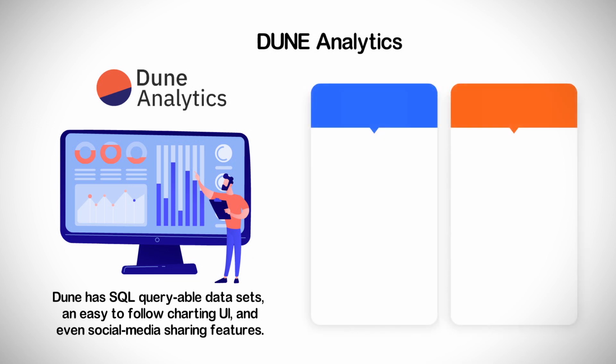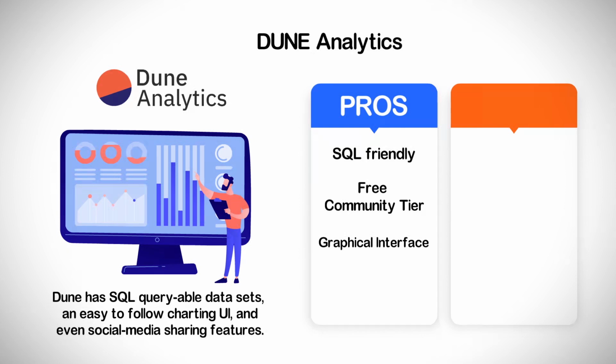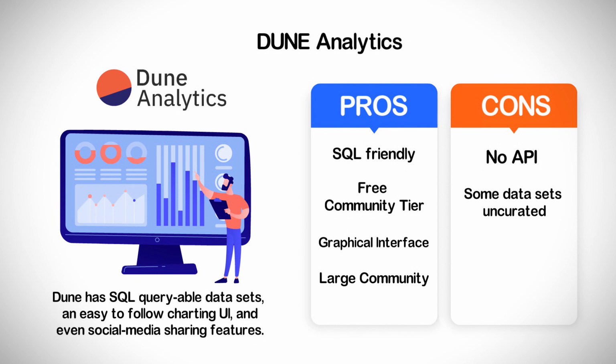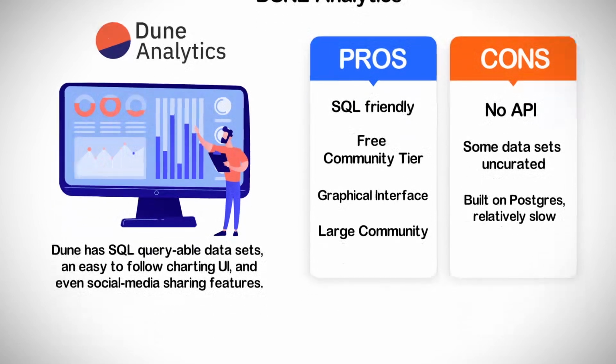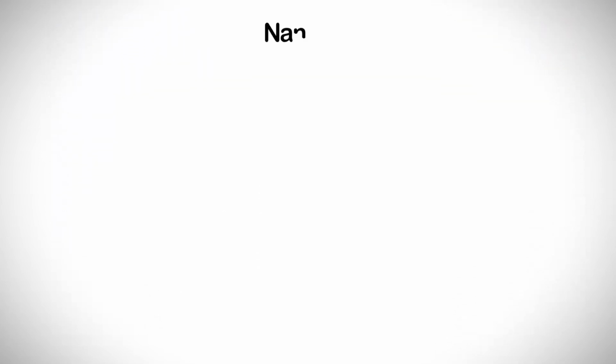The pros of Dune is that it is SQL friendly, has a free community tier, contains a graphical interface for building charts, and a large community so you can get answers to your questions in a timely manner. On the other hand, Dune has no API and some of its datasets are uncurated. Dune's V1 engine, built on Postgres and where most of its data and queries are, is also relatively slow. If speed isn't critical and analytics is your main use case, then Dune Analytics might be a good option for its simplicity and breadth of data.